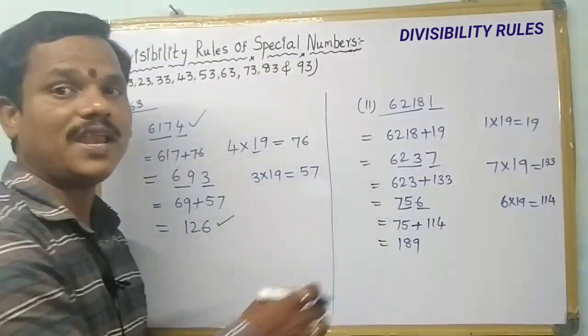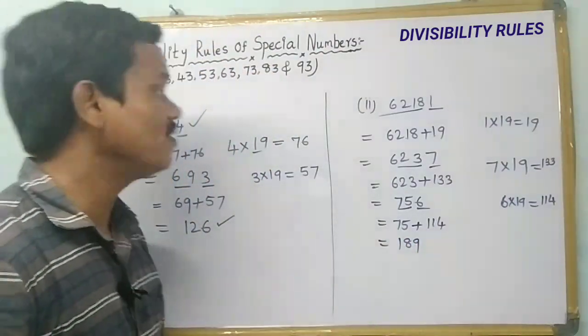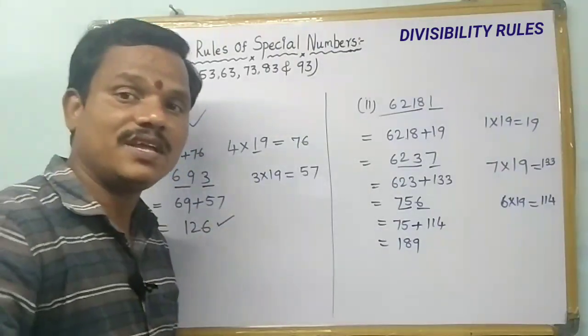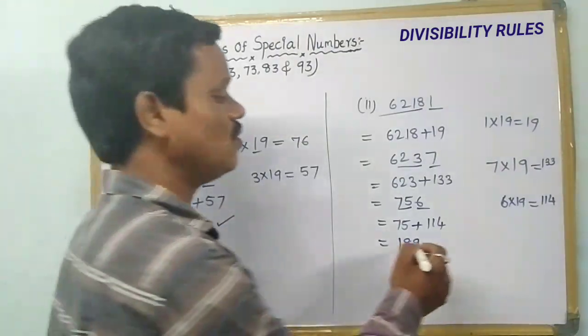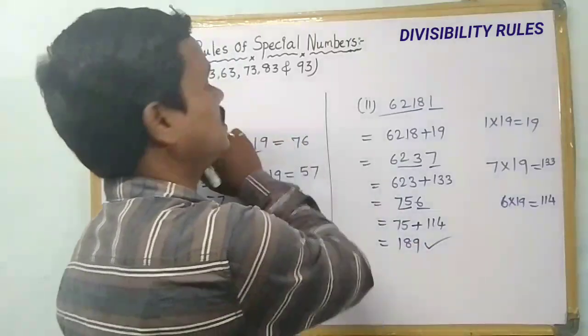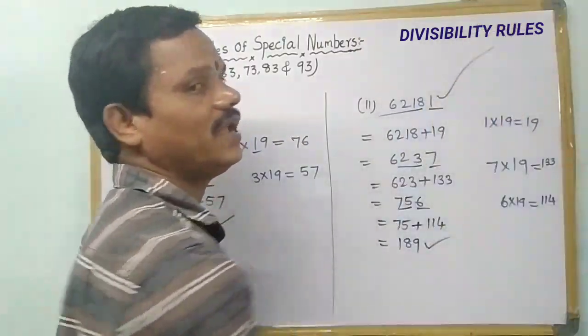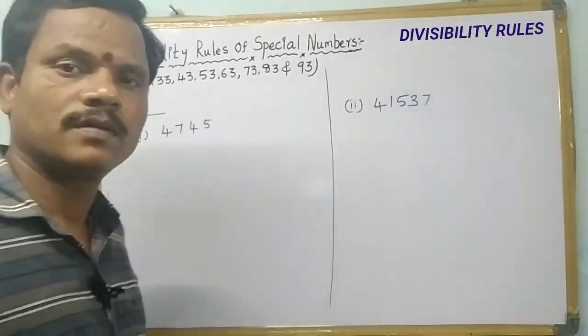Now observe 189. 189 is a multiple of 63. 63 3s are 189. So this number is also divisible by 63.